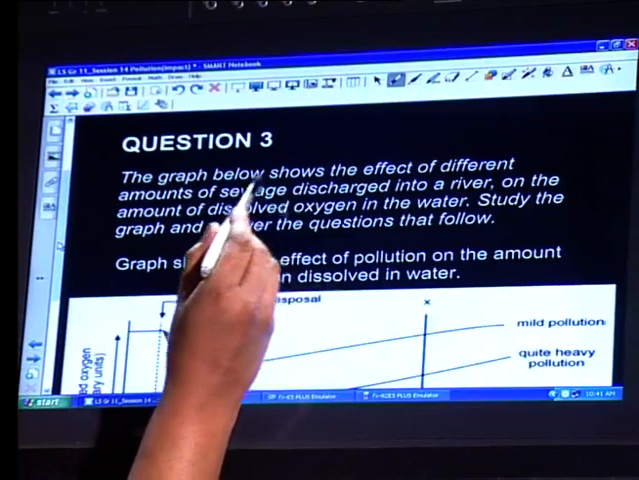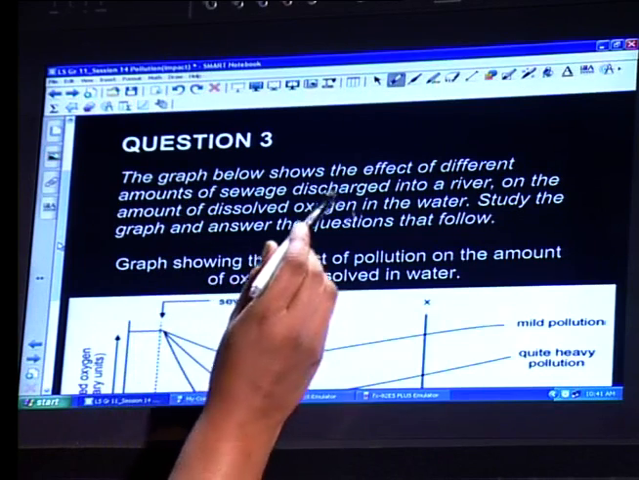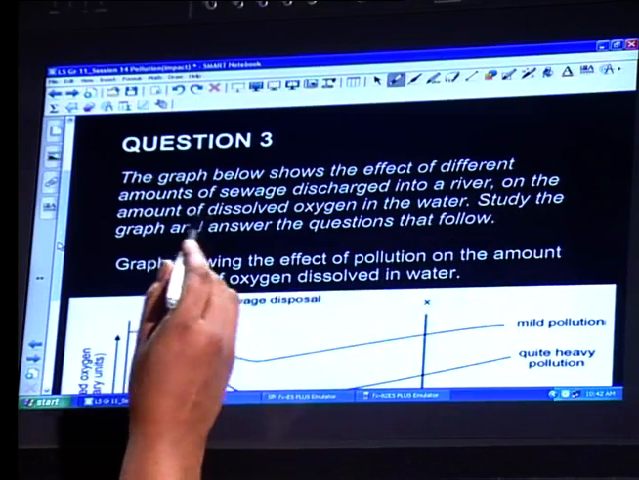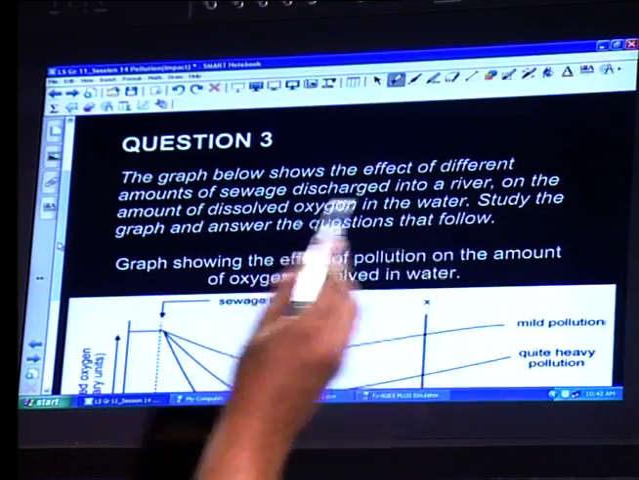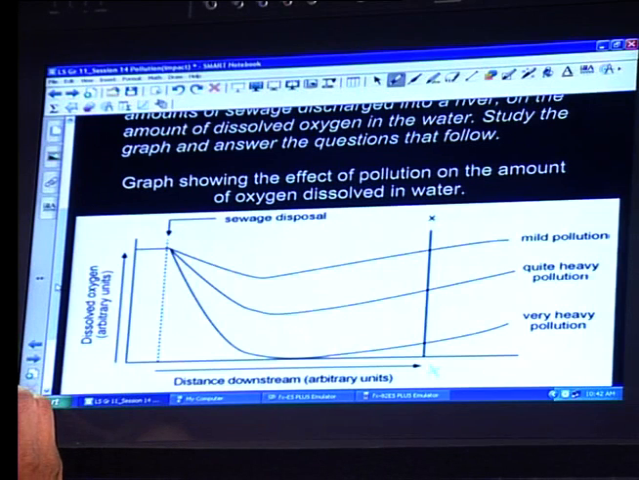Okay, we now go to question 3, and this question is where a graph is being displayed and you've got to analyze the graph using the data on the graph to answer the questions. Remember, questions such as hypothesis testing can be asked using the graph. Right, so let's analyze the graph. The graph below shows the effect of different amounts of sewage, so the pollutant here is sewage, discharged into the river on the amount of dissolved oxygen in the water. Study the graph and answer the questions that follow. Graph showing the effect of pollution on the amount of oxygen dissolved in water.